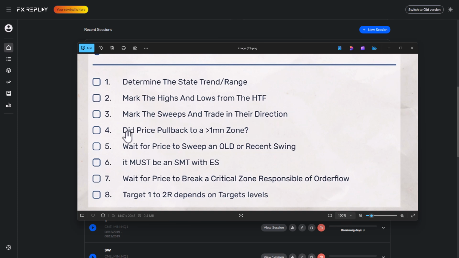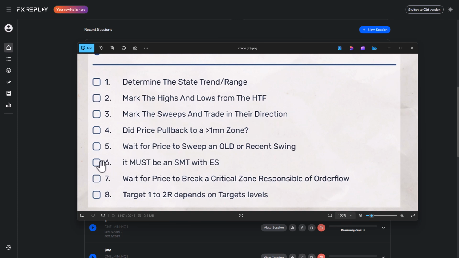I want to trade in that direction. And fourth step, price pulled back to a 1 minute zone or higher. Replace this with your higher time frame, of course. So 1 minute zone, 2 minute zone, 3, 5, it doesn't matter, a higher time frame zone. And then we're gonna go from there to take continuations on the lower time frames. Fifth step, wait for price to sweep an old or a recent swing. That's also important for me to take a trade. I want to see a sweep failing to take a previous swing.